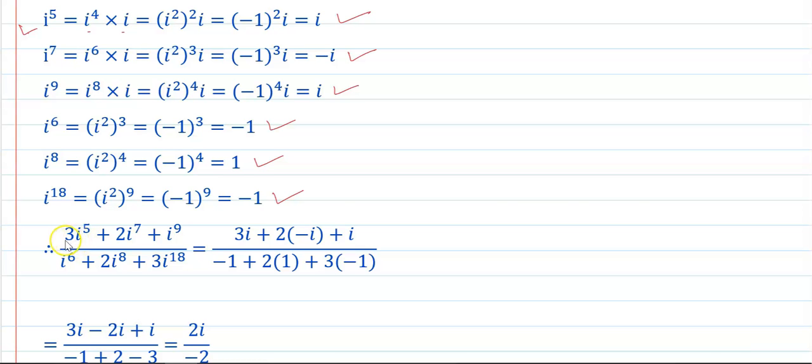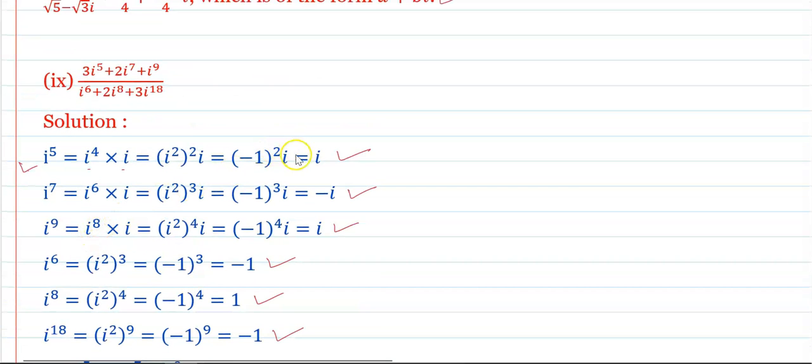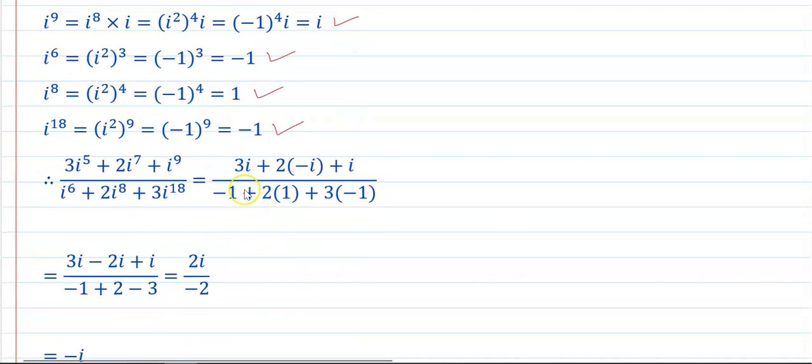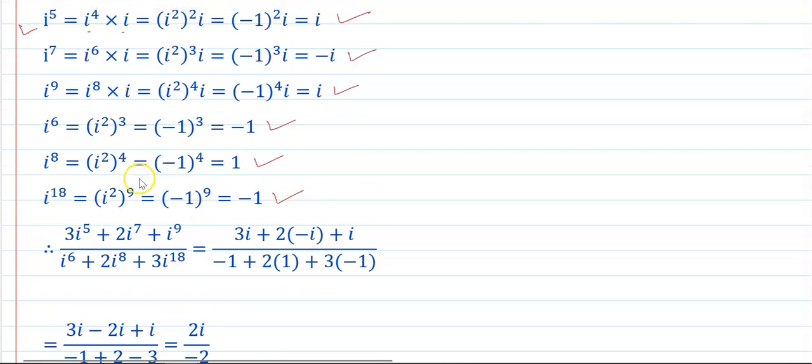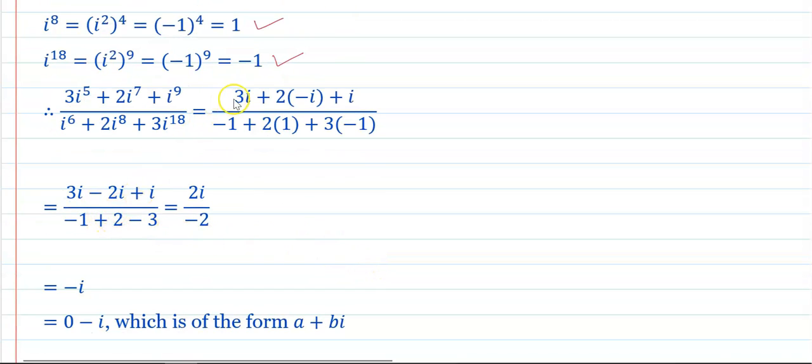3 into i raised to 5. The value of i raised to 5 is i. Therefore 3 into i. Then the value of i raised to 7 is minus i, that is 2 into minus i. Next the value of i raised to 9 is i. In the denominator, i raised to 6 is minus 1. Plus 2, i raised to 8 is 1. Plus 3, i raised to 18 is minus 1. And then simplify. That is 3i minus 2i plus i. 3i plus i gives 4i, minus 2i gives 2i.